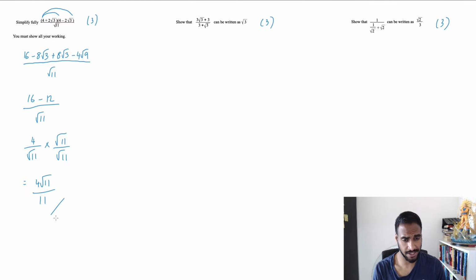Okay. Now on the next one, it's a bit more work, but here it's saying show that this expression can be written as root 3. So what that means is your final answer, you should get root 3. If you're not getting root 3, you're doing something wrong.